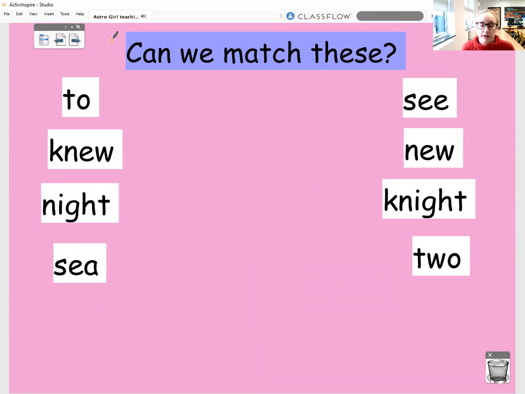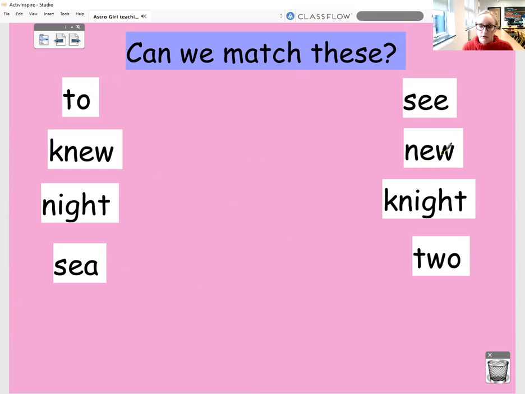Or if you want to, you can freeze this screen and get your parents to write these down quickly, but it is also on the school website for you to have a look at. So you've got some word cards, okay? And I want you to see if you can match the correct homophones together. So for example, I've got two, and I need to look at the other side and see if I can find it.